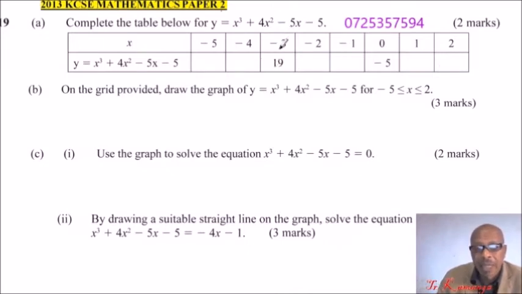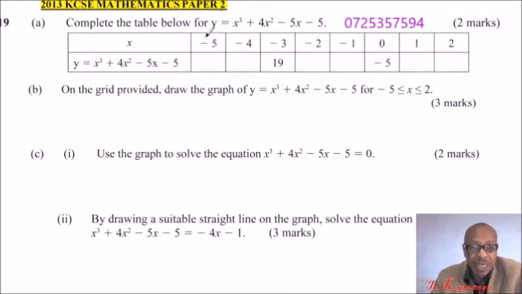When x is minus 3, you have been given the value of y as 19. When x is 0, the value of y is minus 5. So what you do here is take your calculator and substitute directly. Here you have been given x as minus 5, so you use the brackets: you put the bracket, put minus 5, close the bracket, press the raise-to-power button, and raise to power 3. Then you add 4.